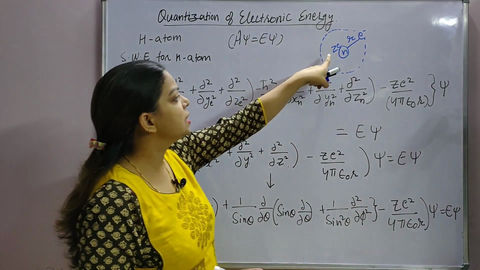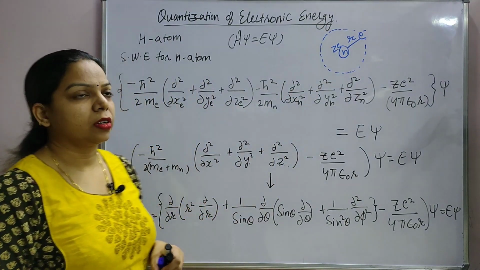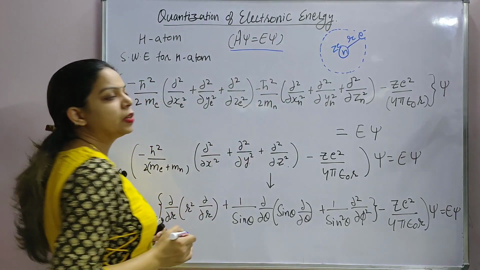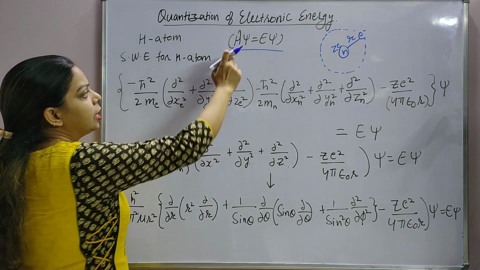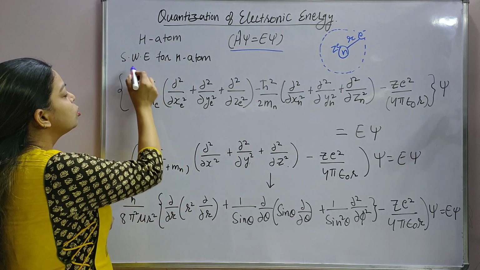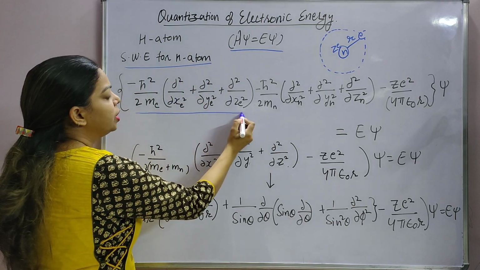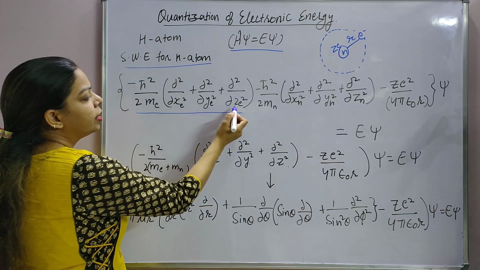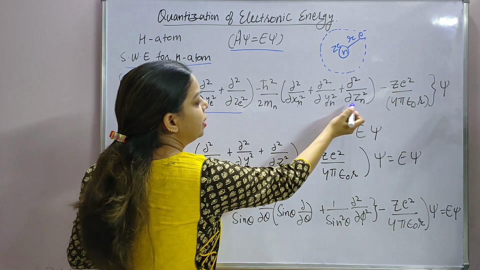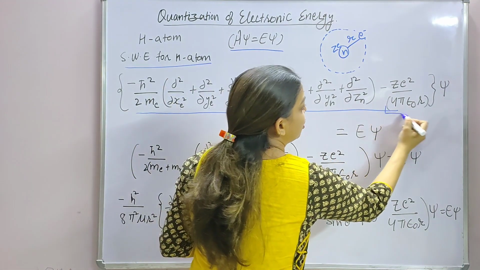The charge on the nucleus is Ze, the charge on the electron is e, and the distance is small r. The basic form of Schrodinger's wave equation is H psi equals E psi. Capital H cap is the Hamiltonian operator, and E is the energy eigenvalue. So the Schrodinger wave equation for the hydrogen atom can be written as this equation. Here xe, ye and ze are the coordinates of the electron, and xn, yn and zn are the coordinates of the nucleus. And this is the potential energy term.